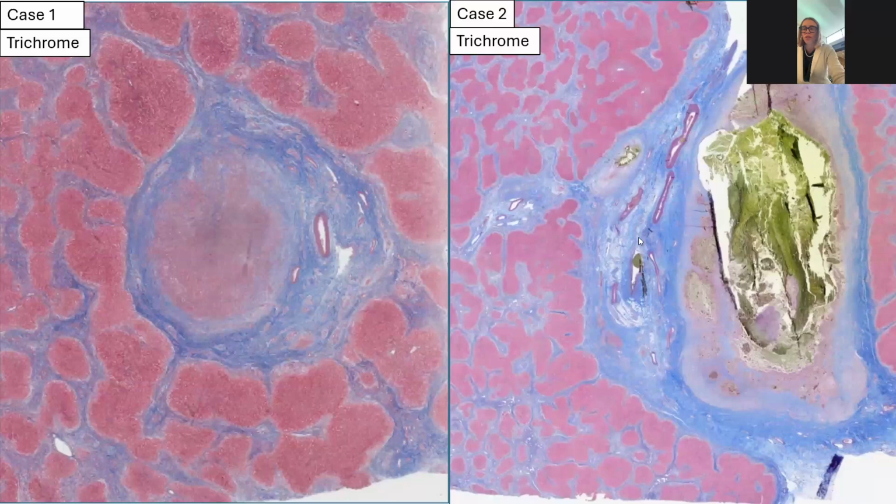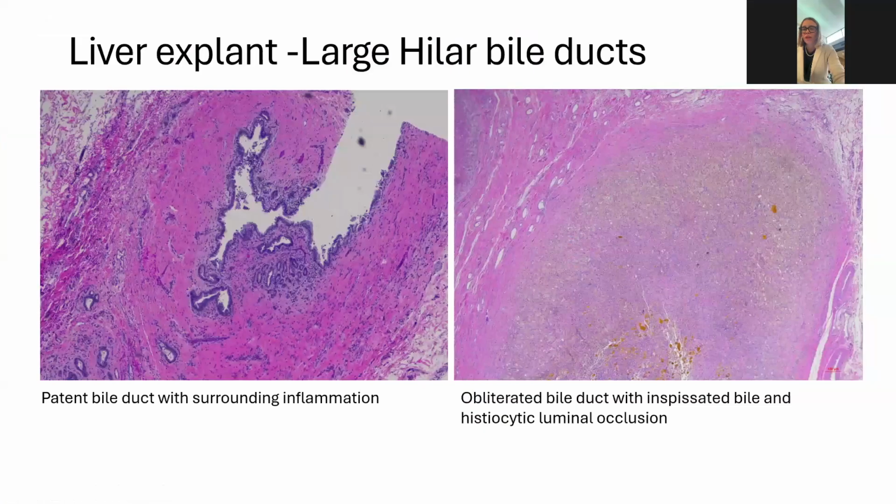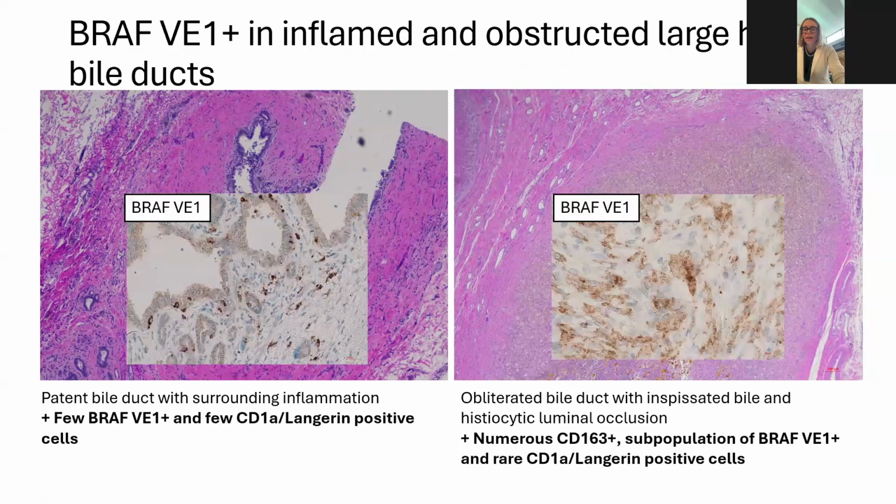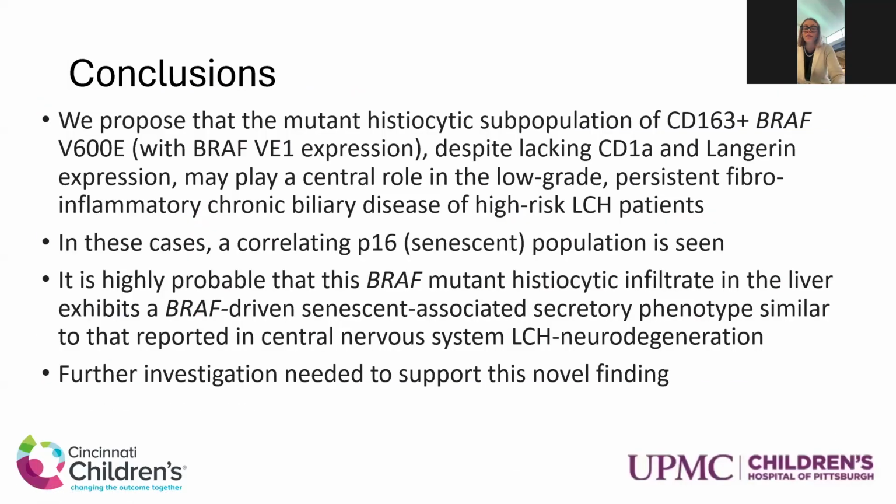So it's just to show that, in all of these cases, this is this biliary cirrhosis pattern that we saw. And, looking at some of these ducts, both in ones that were not obstructed, you can see some BRAF VE1, both in that epithelium, as well as in those larger obstructed areas with the macrophage predominant. So, these are very preliminary findings. It would be nice to compare with the echo group at their explants also.